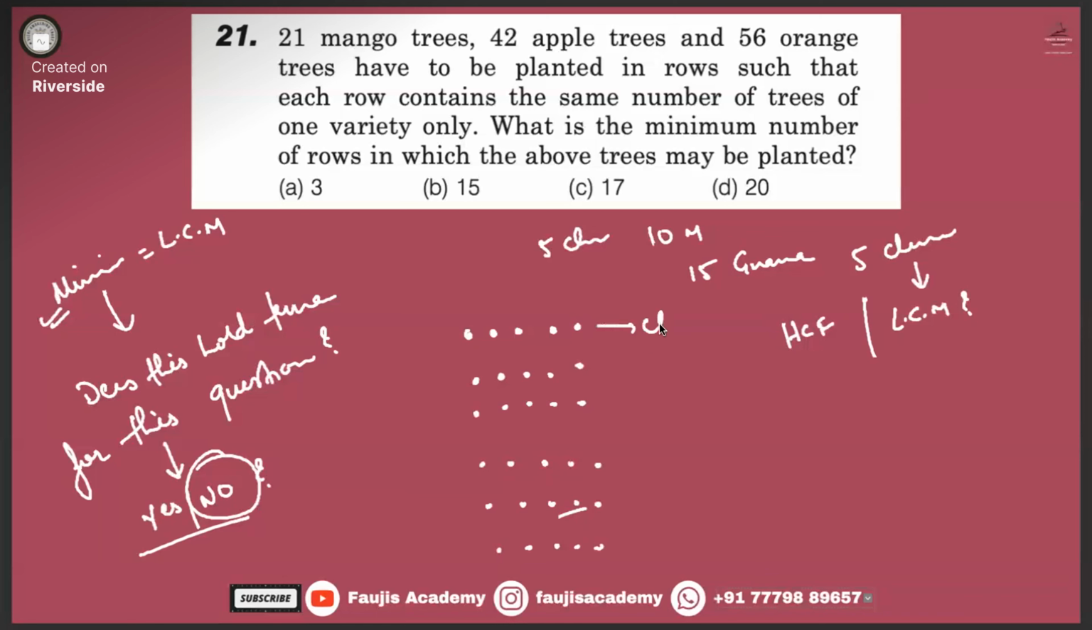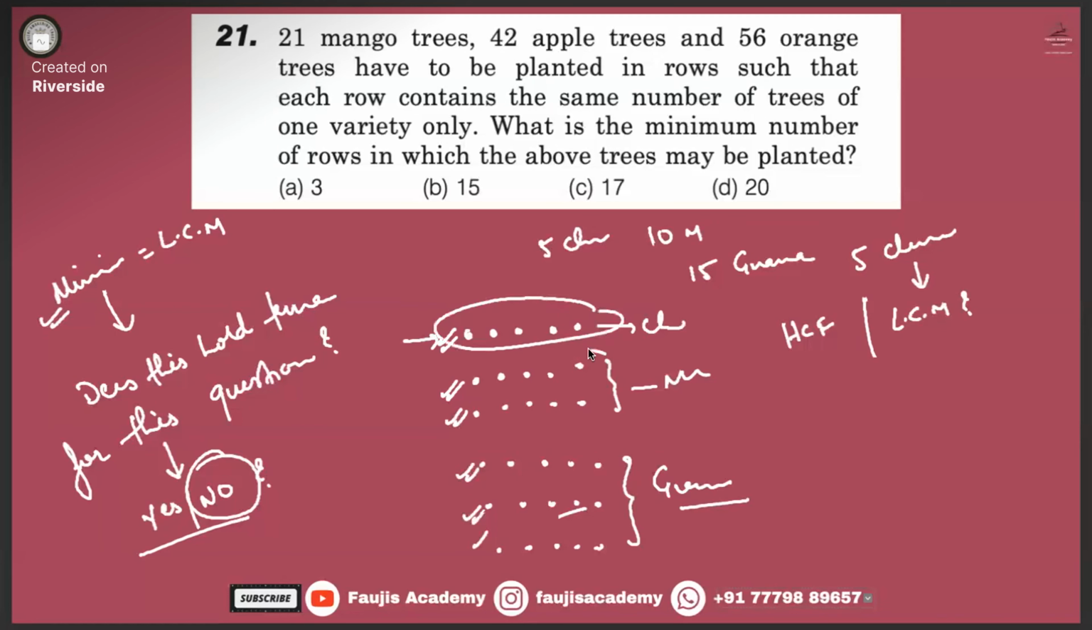This one will be a chili tree. This one will be a mango tree. This one will be a guava tree. These trees have to be planted in rows such that each row contains the same number of trees of one variety only. Is it one variety only? Only chili, only mango, only guava? Yes or no, guys? So what did we do?